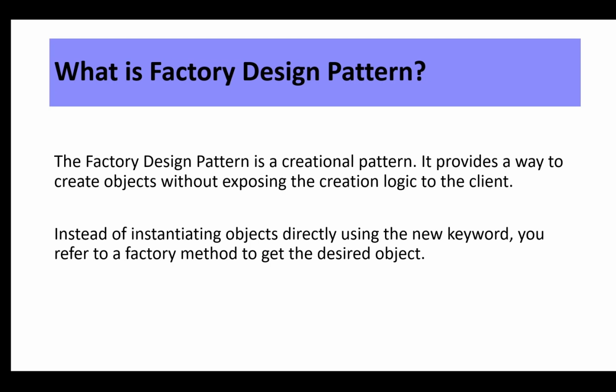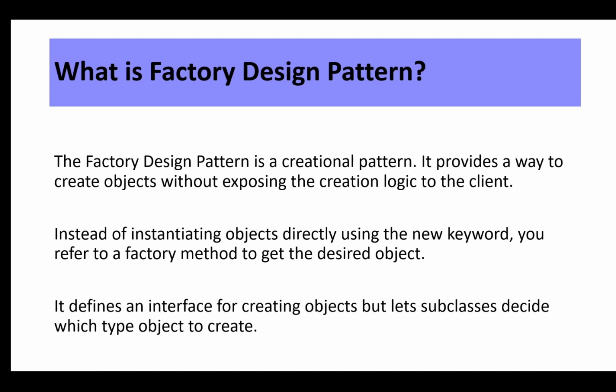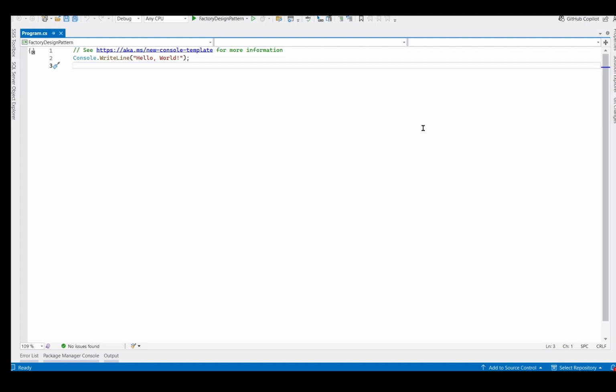Don't get confused by the definition. We will understand this definition through a practical example. The factory design pattern defines an interface for creating objects, but lets subclasses decide which type of object to create. Let's understand it with the help of a code example.